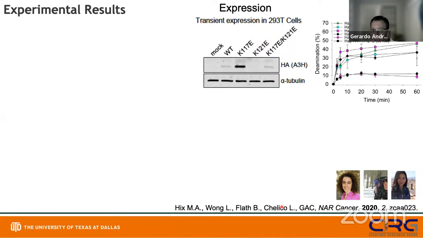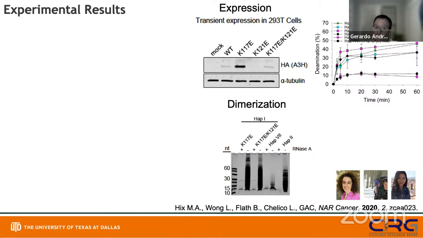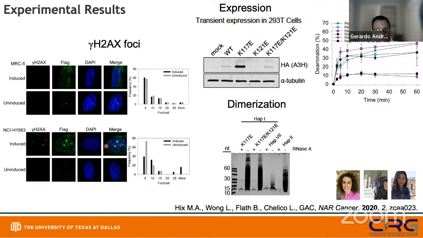And all of the predictions that Mark did based on his calculations. So expression, the 121E is not expressed, the double mutant is expressed at the same levels as wild type. The control 117E is actually overexpressed. They were very excited. Activity, the double mutant is active, is 4-fold less active than the other ones, but it's still active, and it dimerizes. So everything that he proposed was correct.